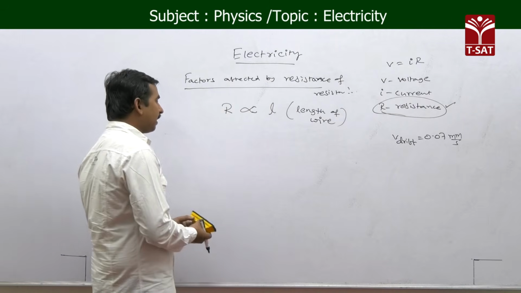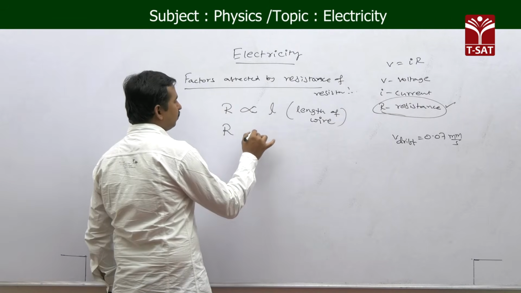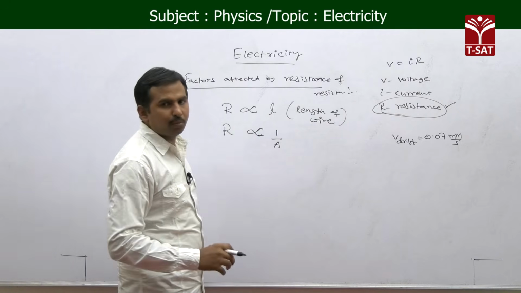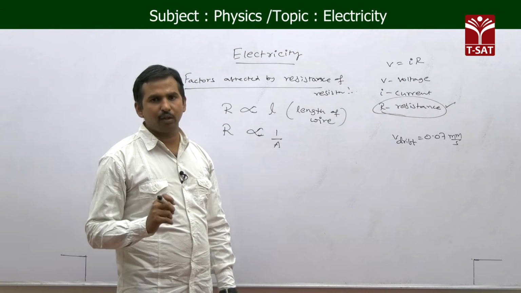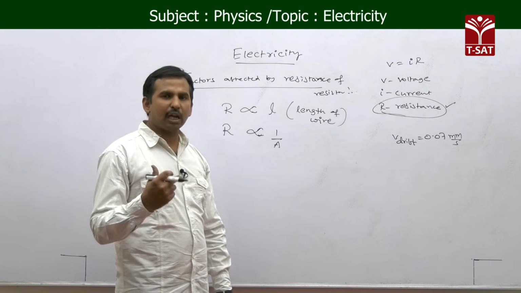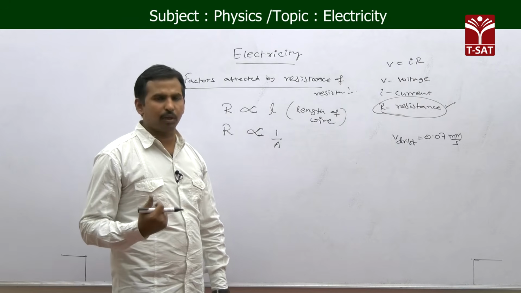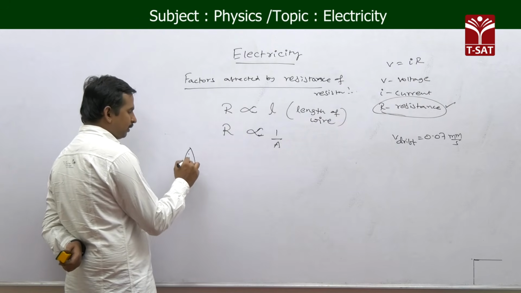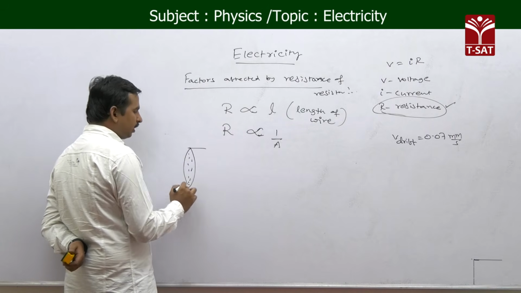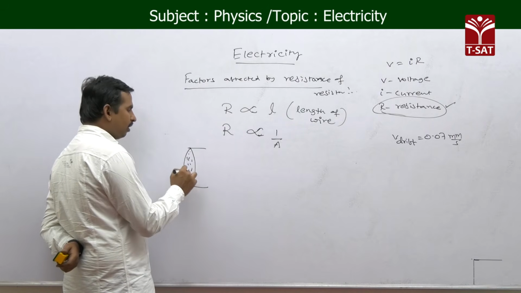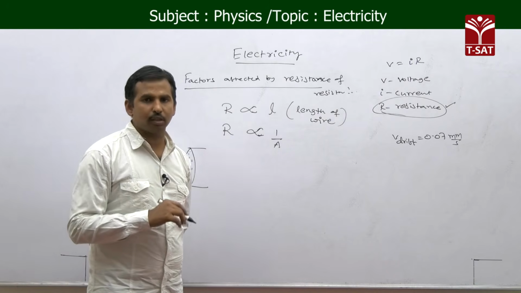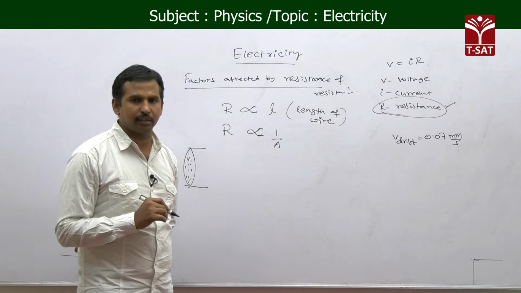And another factor we are having is that resistance is inversely proportional to the area of cross section, which is about the thickness of the wire. Area of cross section means that if the wire has more and more thickness, then more free electrons are available there. For example, if this is the thickness of the wire, here we have more electrons, and at the same time more positive ions also present there, more lattice also present there.